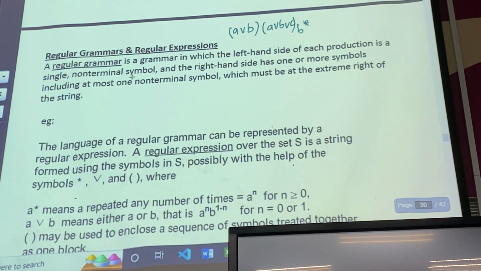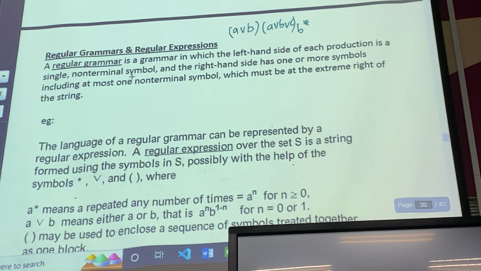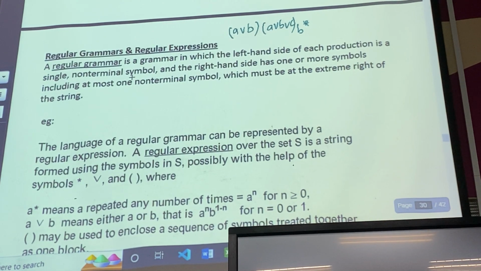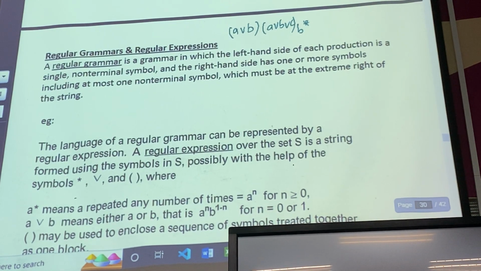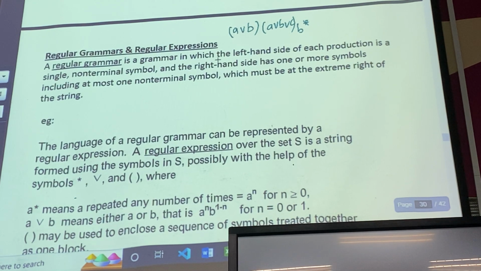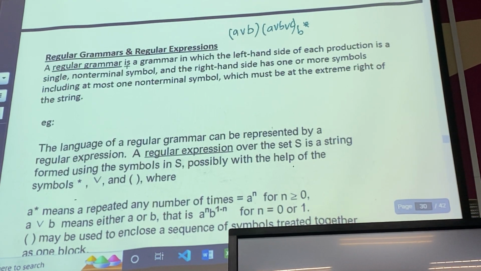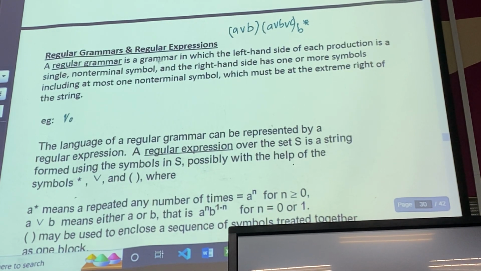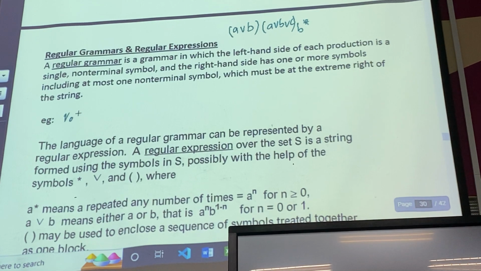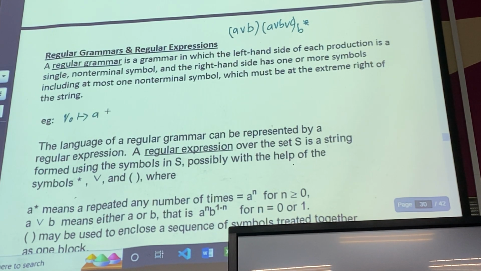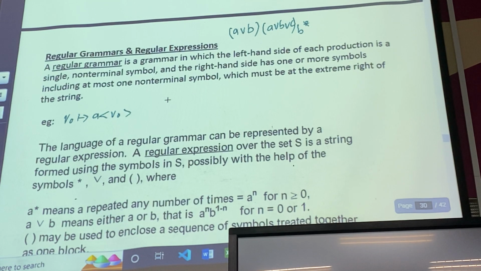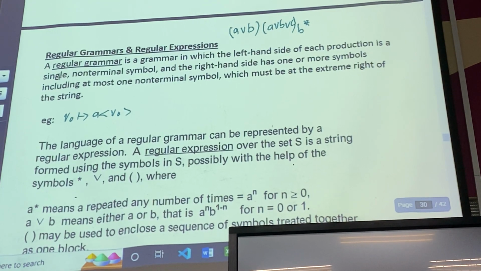Now the regular grammar is, at the left-hand side we have one non-terminal symbol, and at the right side we have at most one non-terminal, and the non-terminal is at the far right. Okay, so for example, if we put the V0 at the left, then at the right we can have A, B, 0. This is a normal substitution.